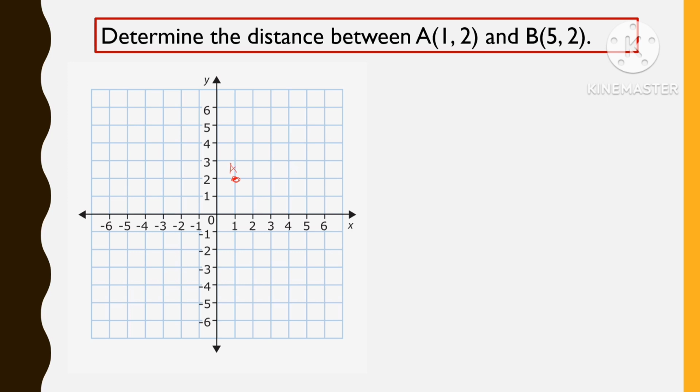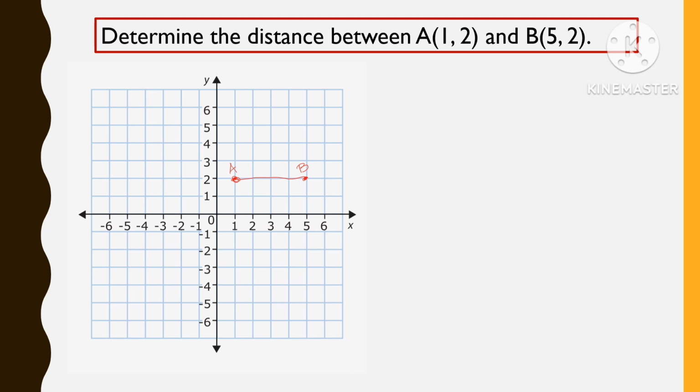Next, we will try to locate the point B with coordinates 5 and 2. Again, we will locate the x-coordinate 5 on the x-axis. So this is 5, and the 2 is our y-coordinate on the y-axis. So it is somewhere here, and this is our point B. If we connect these 2 points, we form a horizontal line.